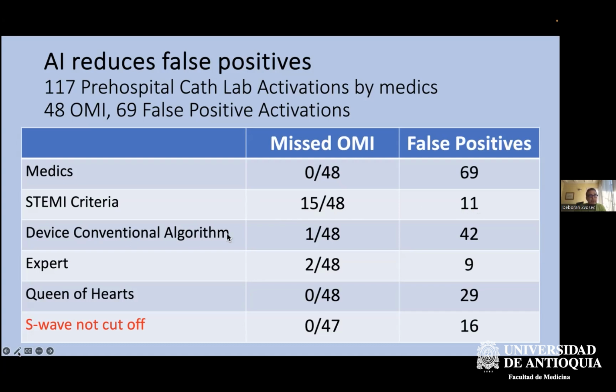The conventional algorithm used on the pre-hospital EKG device missed 1 of 48 OMI, but had 42 false positives. The expert, that was me, missed 2 of the 48 OMI, but only had 9 false positives. The Queen of Hearts missed none of the 48 OMI, but had 29 false positives.